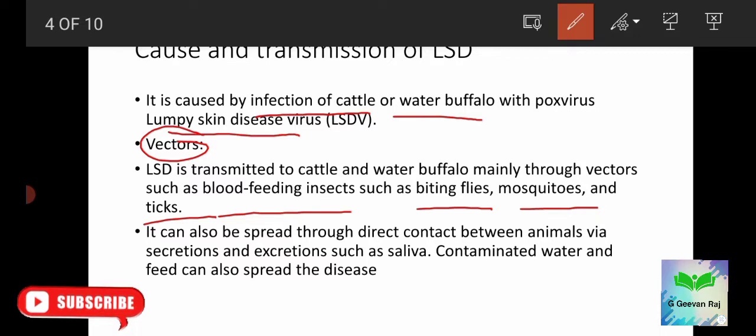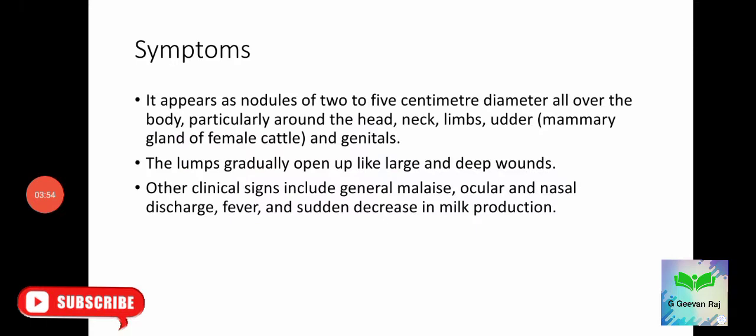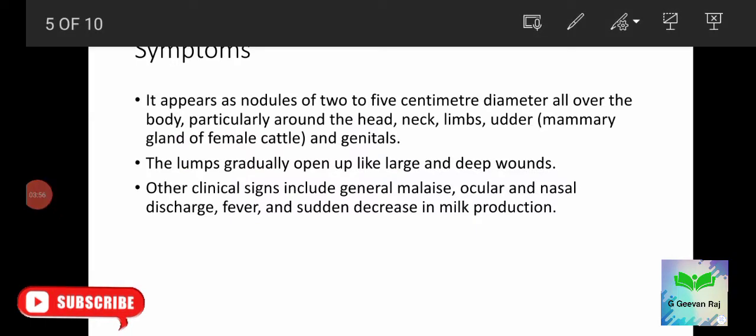It can also be spread through direct contact between animals by secretions and excretions such as saliva. So it can also be spread through saliva and other secretions. Contaminated water and feed can also spread the disease. So if the water and the cattle feed are contaminated with the virus, it will spread to other animals.